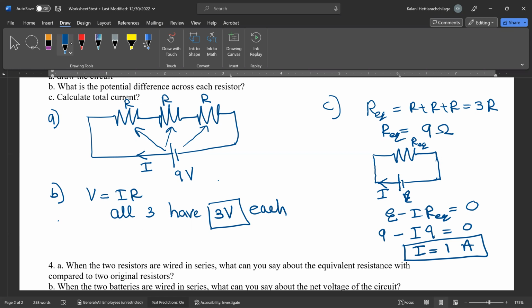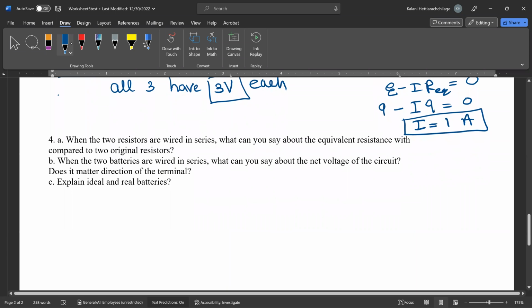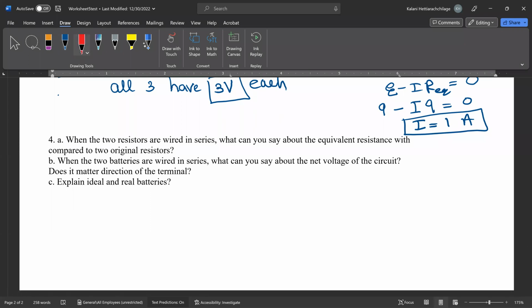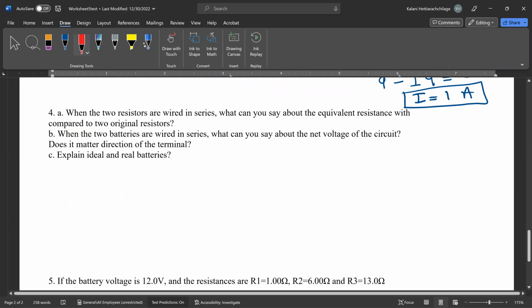Okay, so now it's a very simple one, but I need each step of your working, not just writing I equals 1. I don't know where it came from. So you need to show me what you learned always. Okay, and next, I think this is the last one. Question number 4.